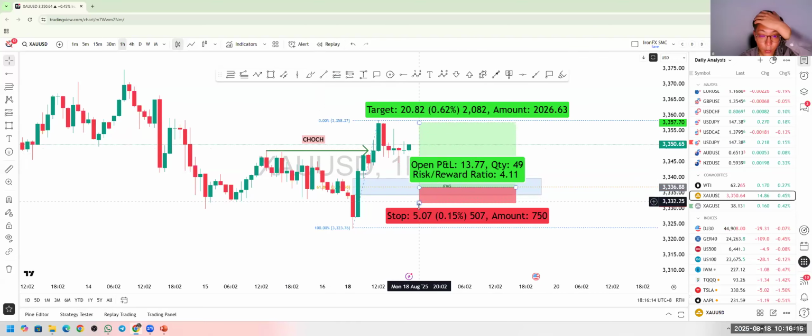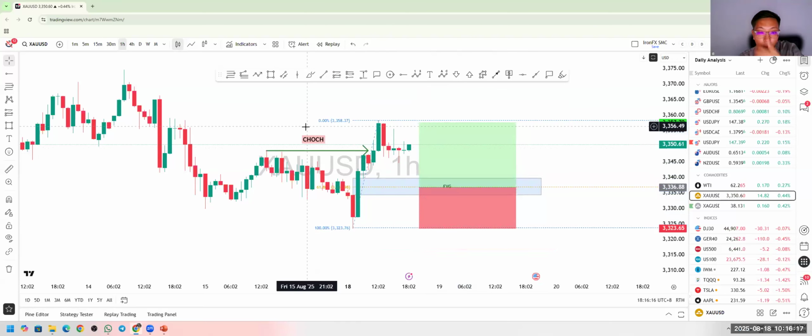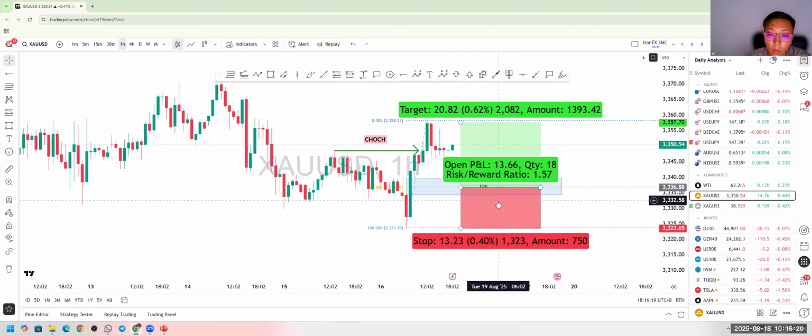Some people will place it here, but you can see how the risk to reward ratio will have taken quite a huge hit.